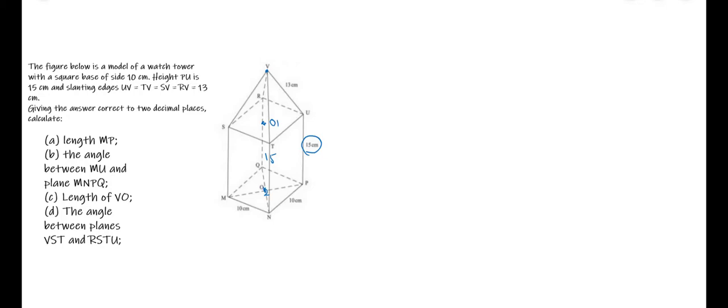Okay, so how do we find it? Now what we do is we get the length SO1, and with this triangle, we can find the height VO1. So how do we get SO1? We have to get the whole of the diagonal SU.